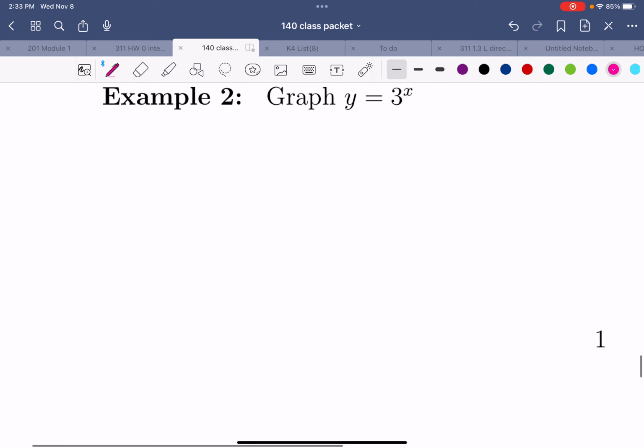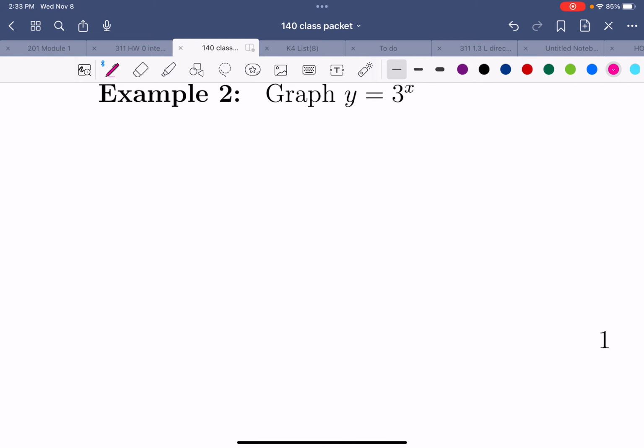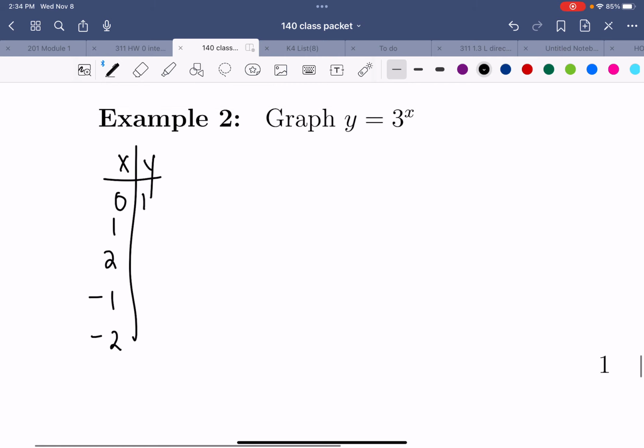If we look at y equals 3 to the x, we can see that again. A quick sketch here, our table of values: 0, 1, 2, -1, -2. Now you're plugging into the 3 to the x. So when you plug in your 0, again, you get 1.